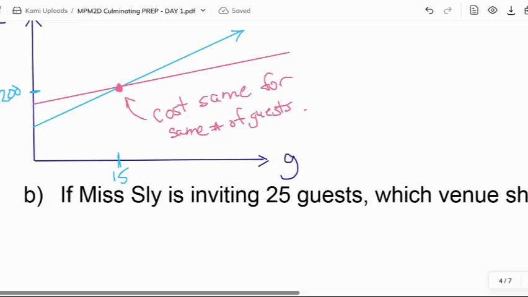So there's no perfect answer in this case because you can't just say which one's better. You can say, if you invite 15 people, both venues have the same cost. If you invite less than 15 people, the blue one's better. If you invite more than 15 people, the pink one's better. Does that make sense? So some critical thinking there, right?